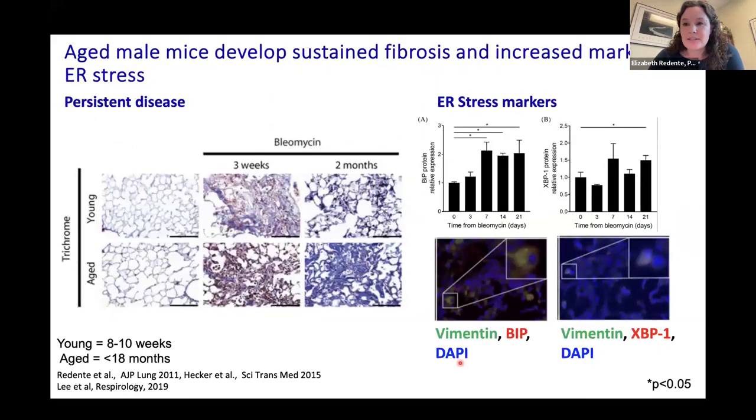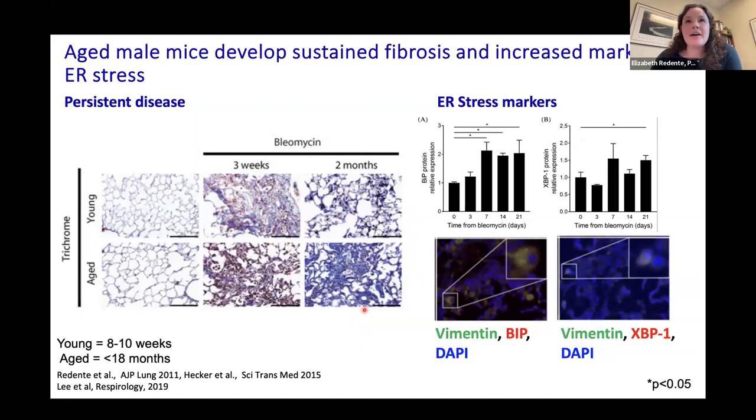Really beautiful studies by Louise Hecker and Victor Thannickal's group also looked at aged male mice, and they did their studies a little bit differently. They looked at a 3 week time point and then allowed the animals to progress for an additional 2 months to look at disease persistence. And so they found that in young mice, after a single dose of bleomycin, they develop a robust response at 3 weeks, but began to see resolution of the disease by 2 months. However, this was significantly impaired in the aged male mice. So not only are aged male mice more susceptible and they get a more robust fibrotic response, they also don't undergo spontaneous resolution within the same time course.